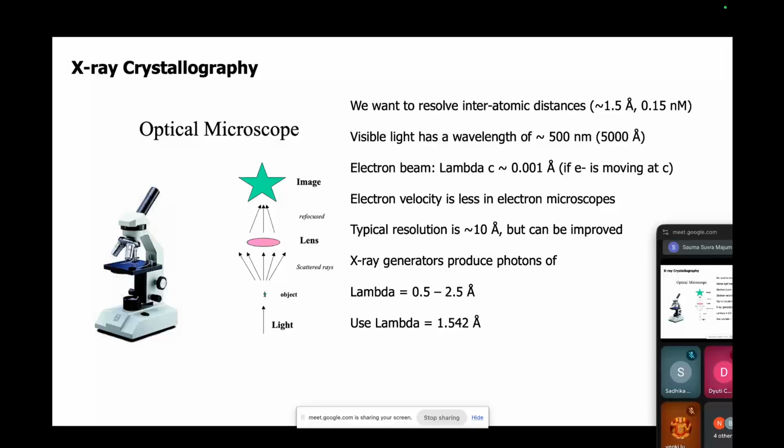So the lower the wavelength, the better it is, because it can increase the resolution. If you lower the wavelength, the resolution automatically gets increased and you have a better image. So the goal is to have a lower lambda, which will give you high resolution.